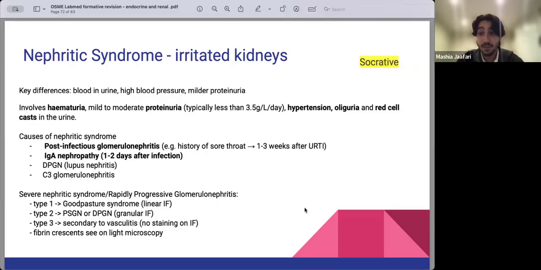Many of the nephritic syndromes can lead to rapidly progressive glomerulonephritis, which is quite severe glomerulonephritis of the kidneys. There you see crescents forming on light microscopy. And there are three different types. Again, that's very specific and isn't super high yield. So if you don't want to commit that extra brain space, you don't have to for that stuff.